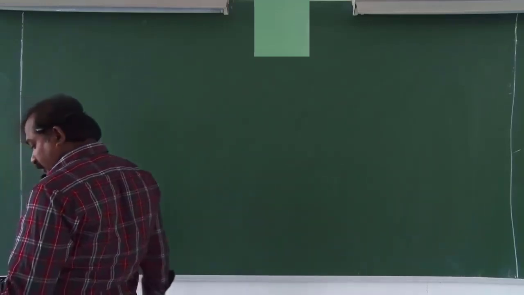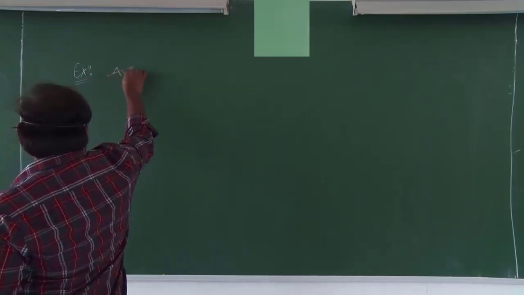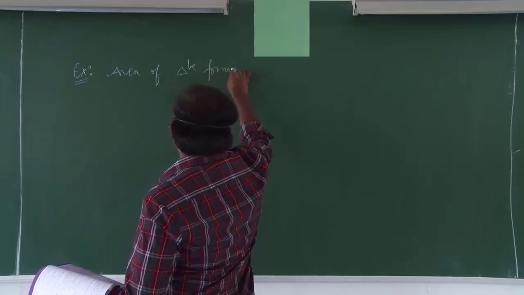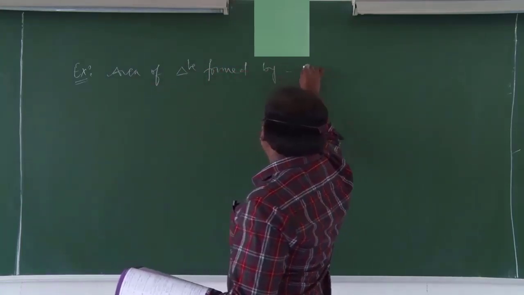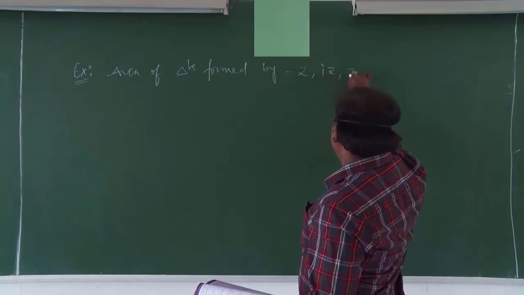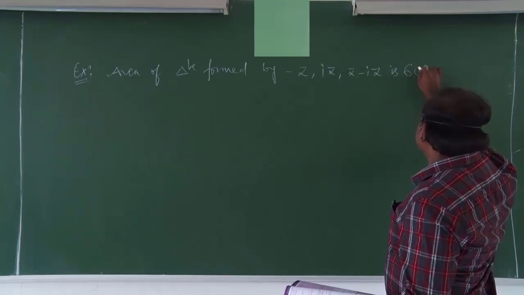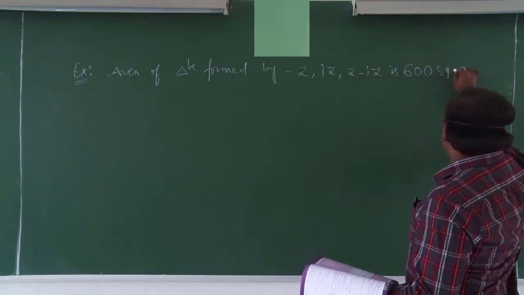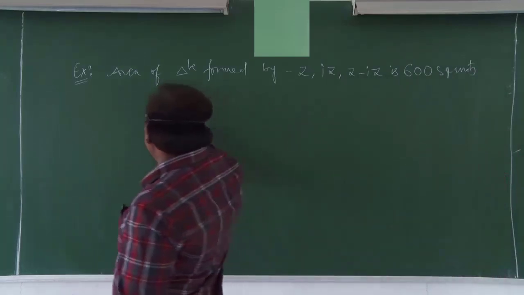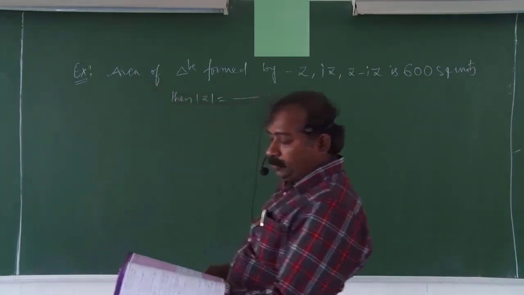Here one example is given. The area of the triangle formed by minus z, iz, z minus iz is 600 square units. Then what is mod z? Then mod z is equal to dash. This is the value they given.